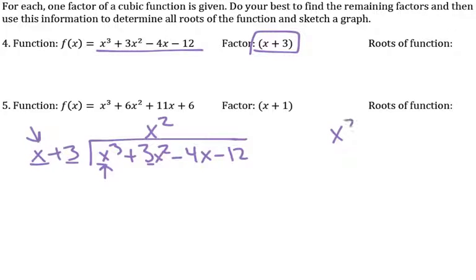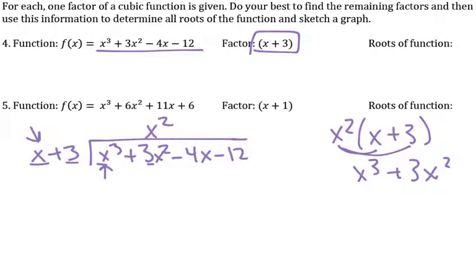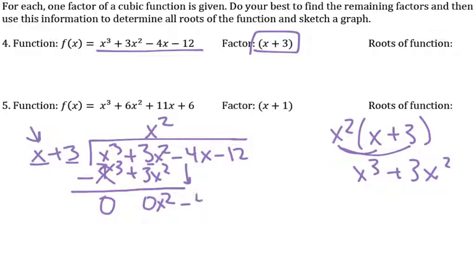Then we multiply it to see what that becomes. x squared times x is x cubed. x squared times 3 is 3x squared. So we get x cubed plus 3x squared. Then we subtract. So we end up getting x cubed minus x cubed is 0. 3x squared minus 3x squared is 0x squared. Okay, which can happen. Bring down the negative 4x.